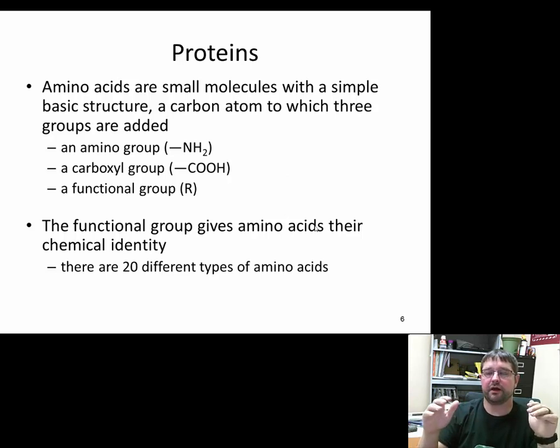The 20 amino acids, this is kind of another one of those interesting pieces about proteins. Those 20 amino acids are the same 20 amino acids in every organism. So if we're talking about bacteria, they're built of the same 20 amino acids as humans. We're talking about plants, same 20 amino acids. We're talking about fungus, same 20 amino acids.